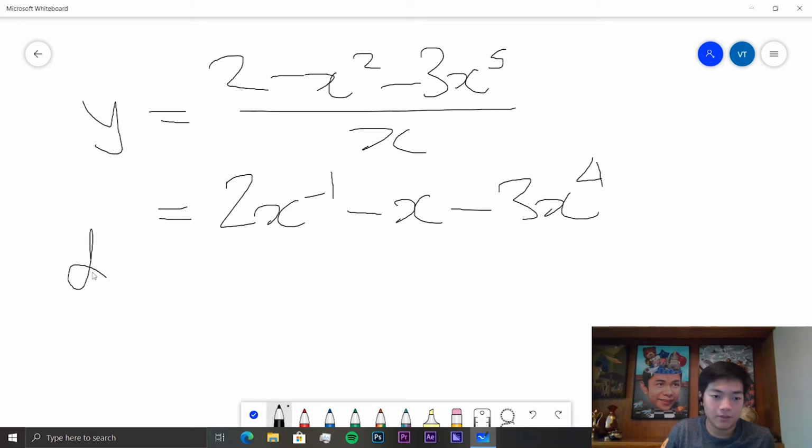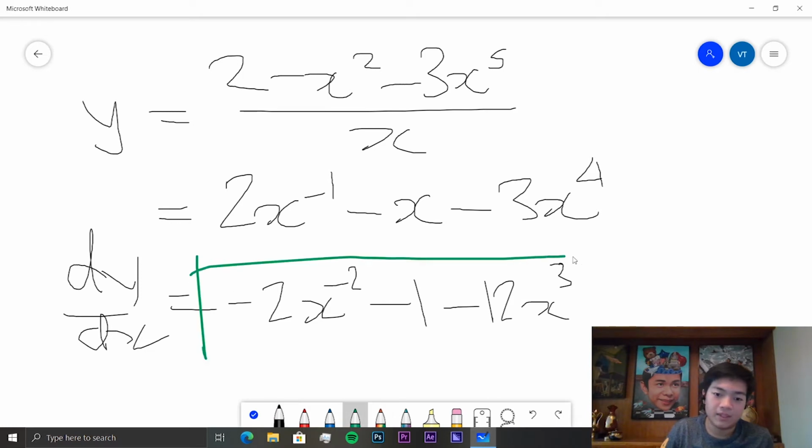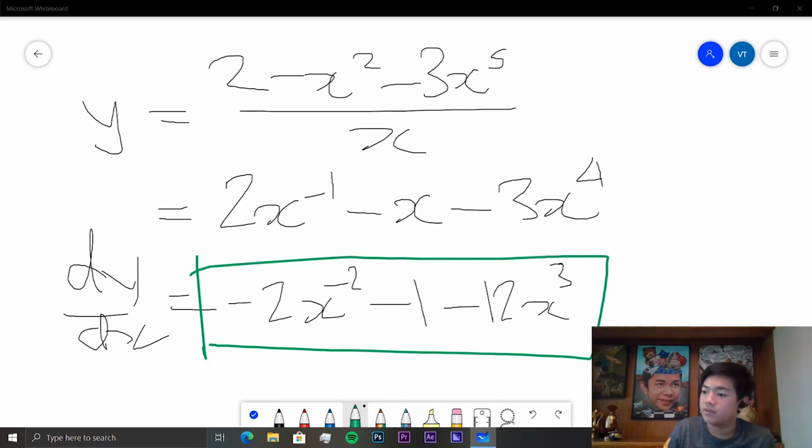If we get the derivative of this, it's simply equal to negative 2x to the negative 2 minus 1 minus 12x to the 3. I don't know why we needed to use the chain rule for that one, because that's just the answer over here. But okay, you know what? Fair enough. Let's move on to the next question.